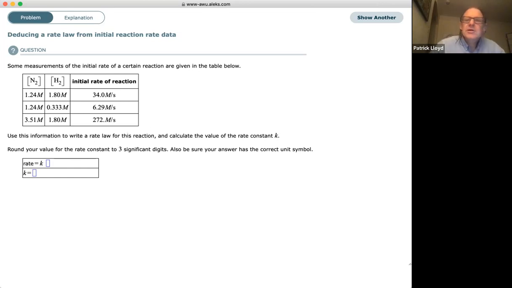So let me copy that over here. And so we don't know what the rate law is, but we do know it's K times N2 to some power times H2 to some power. We just don't know what X and Y are, and we don't know what the value of K is. So that's why we have this table of data.